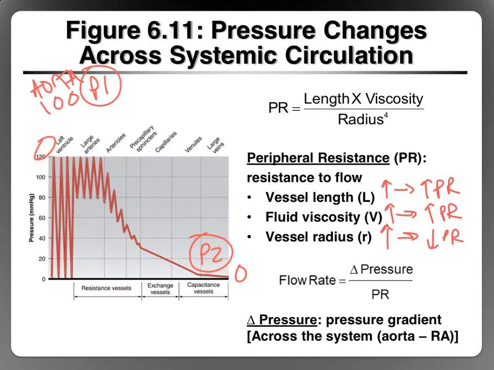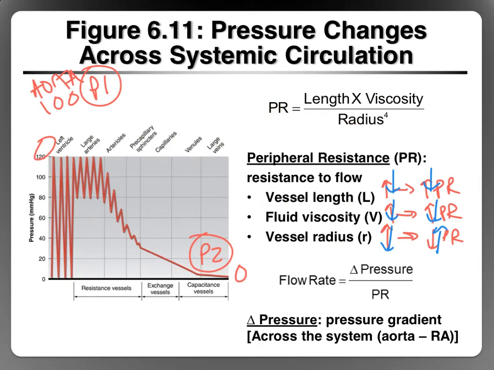Okay. So vessel length is directly related to peripheral resistance, viscosity is directly related, but radius is indirectly or inversely related. And the same would be true if we did it the other way around. A decrease in vessel length would cause a decrease in peripheral resistance, a decrease in viscosity, a decrease in peripheral resistance, a decrease in radius, an increase in peripheral resistance. So these two values are on the top because they're directly related. This is on the bottom because it's indirectly or inversely related.